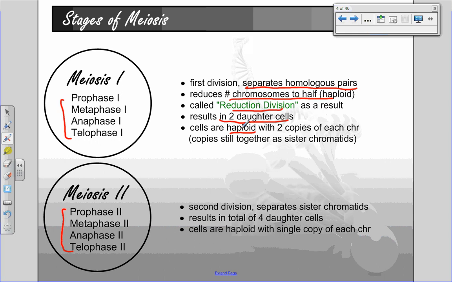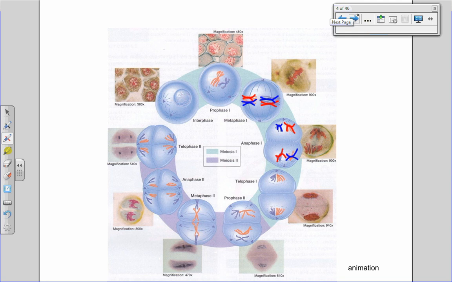So when the homologous pairs are separated, we get half the number of chromosomes in each of the daughter cells. And then in the second division, the sister chromatids will be separated. So we end up with 4 daughter cells, and the cells are haploid with one copy of each chromosome. In our liver cells, for instance, we would have 2 copies of chromosome number 5, but in our egg or sperm cells, we'd only have 1 copy of chromosome number 5.